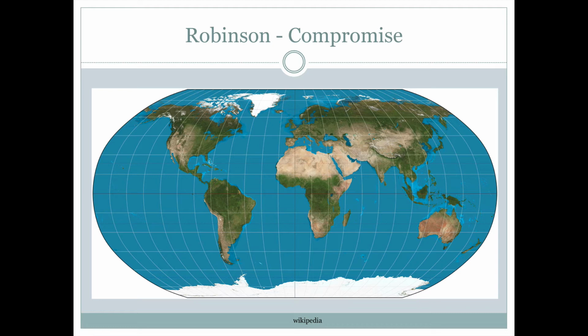And all of our other lines of longitude are curved to greater or lesser degrees. All of our lines of latitude, however, are still straight. This is a commonly used world map projection called the Robinson map projection, which is neither equal area nor conformal, but is a compromise which makes the Earth look good.